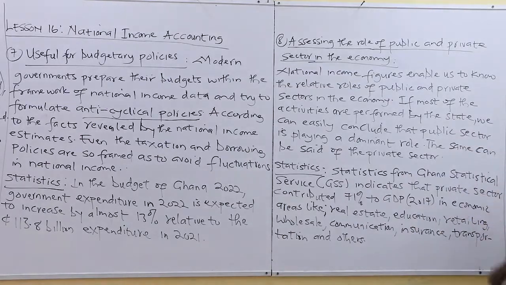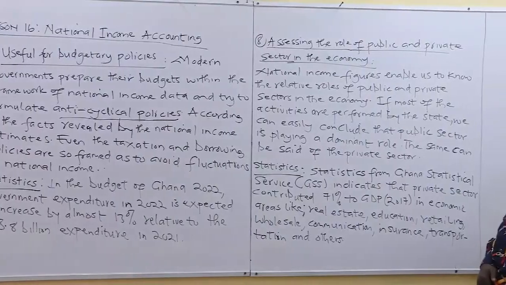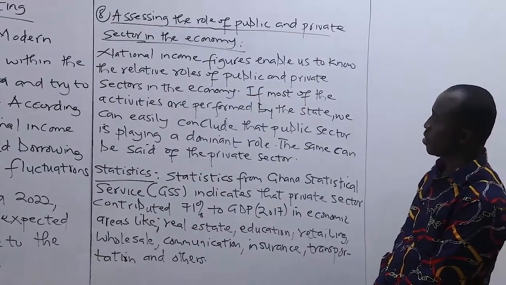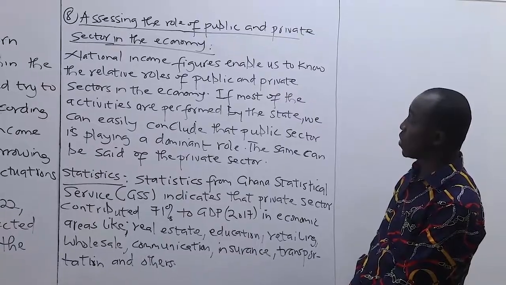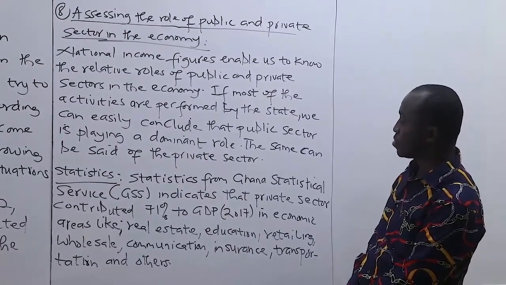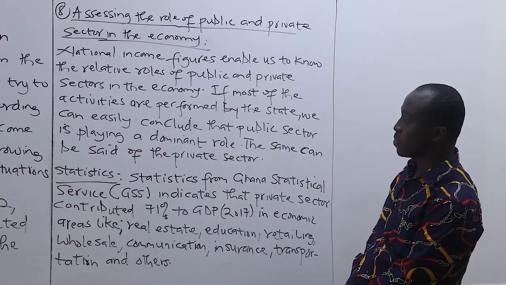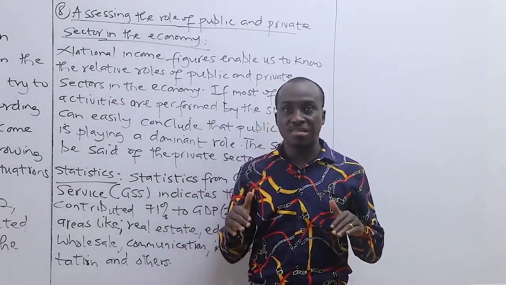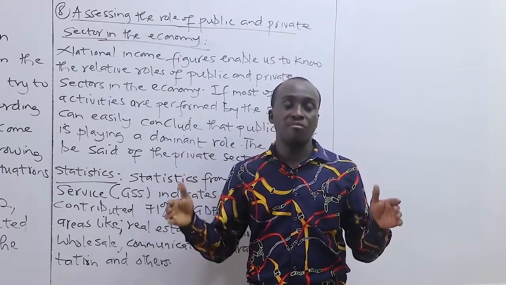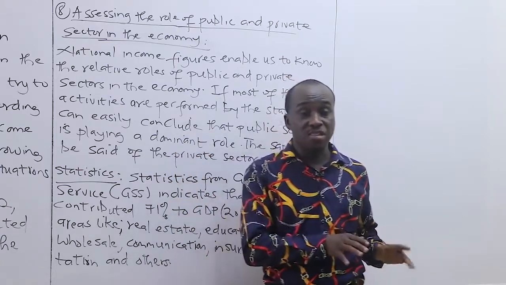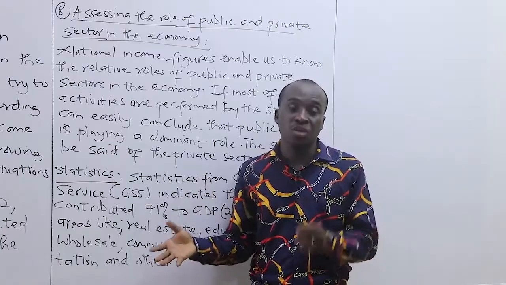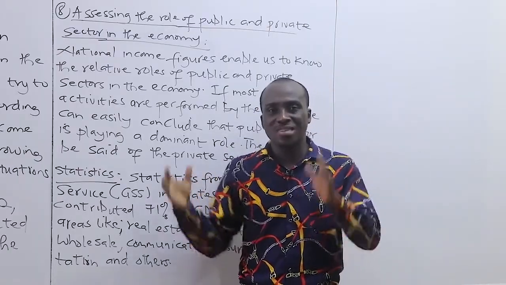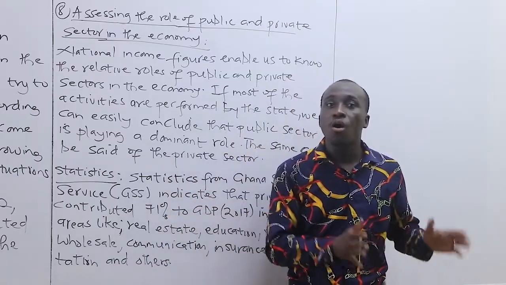Eighth, the last point: assessing the role of the public and the private sector in the economy. National income figures enable us to know the relative roles of the public and private sectors in the economy. If most of the activities are performed by the state, we can easily conclude that the public sector is playing a dominant role. The same can be said of the private sector. In Ghana, when you want the best public universities, they are government. When it comes to primary and SHS, the best schools are private. We have hotels for government, hotels for private, restaurants for government, restaurants for private. Every country has that. So we want to know whether the private sector contributes more to GDP or the public sector.